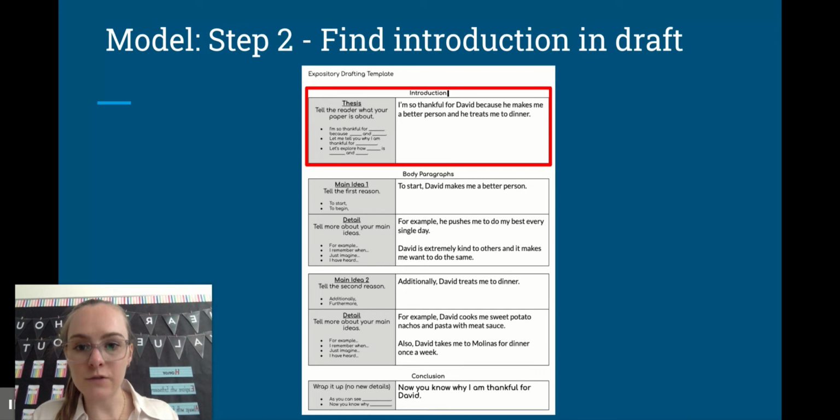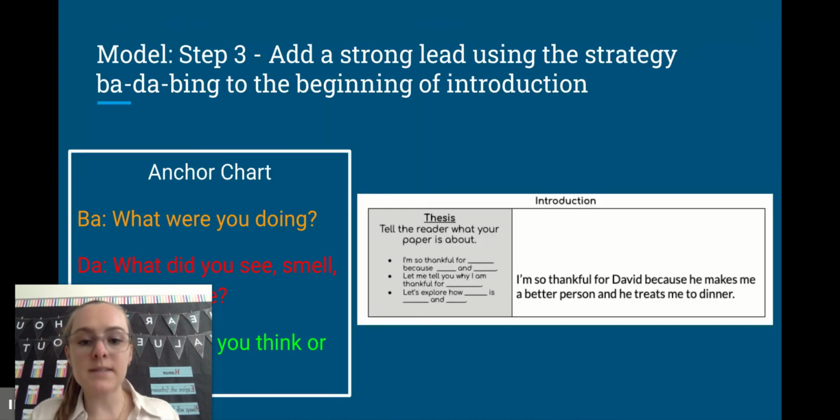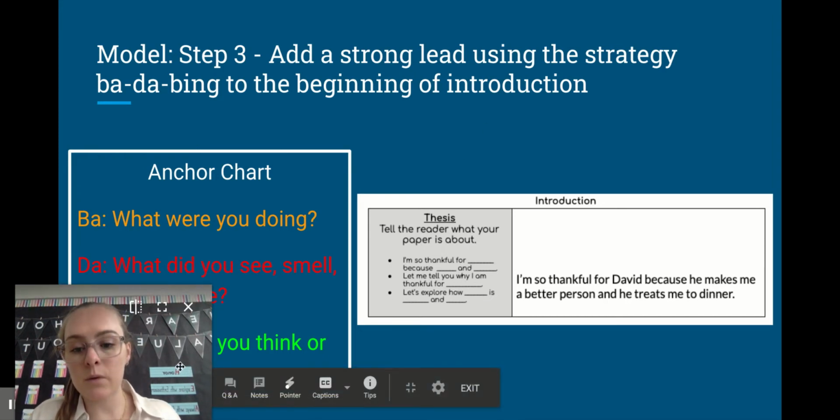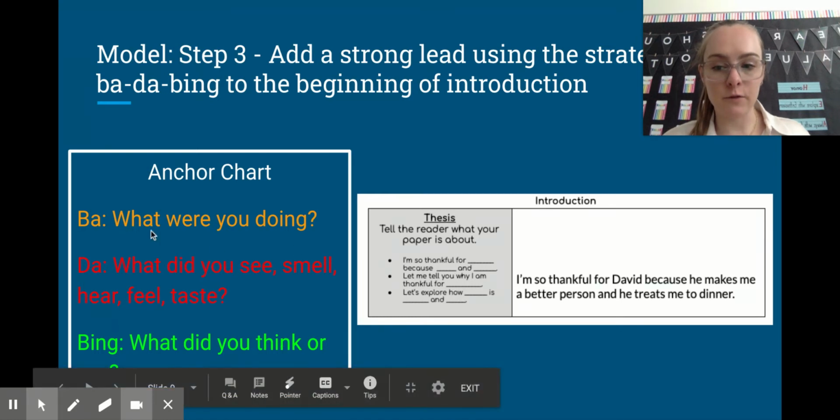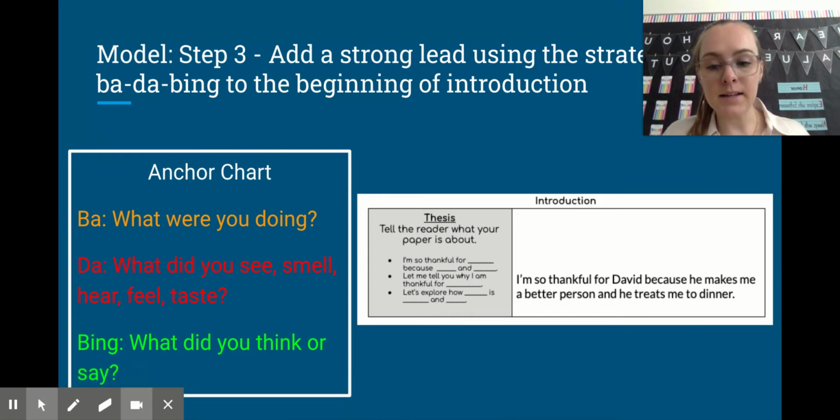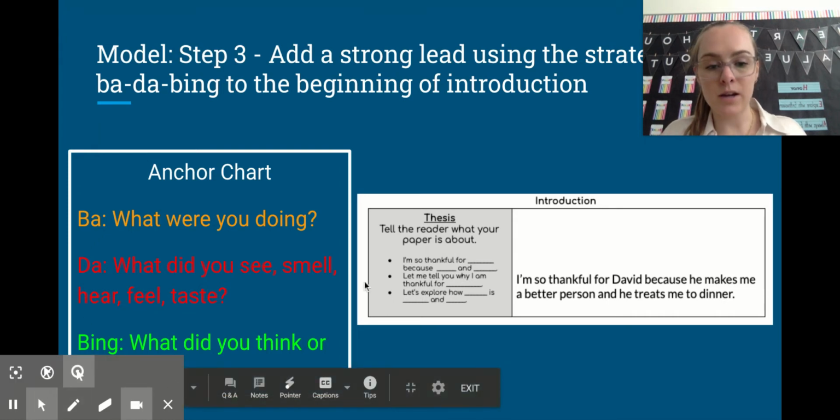Now let's look what we need to do for step 3. Step 3 is where we are going to add the strong lead, and we're going to be using the strategy ba-da-bing to the beginning of our introduction. And if you remember, bada bing stood for, the ba was what were you doing? The da is what did you see, smell, hear, feel, or taste? And the ding is what did you think or say?